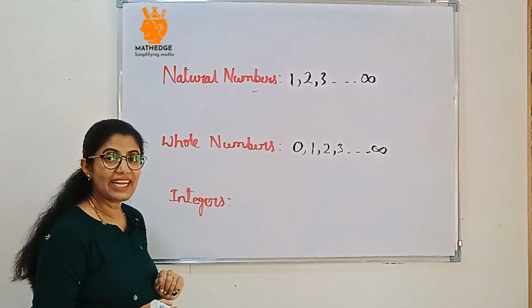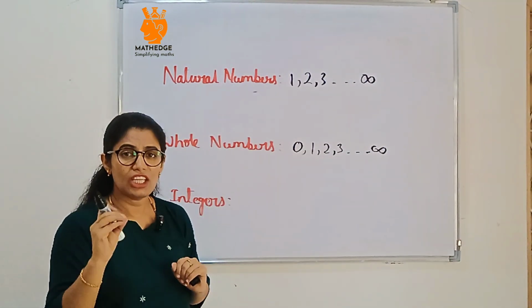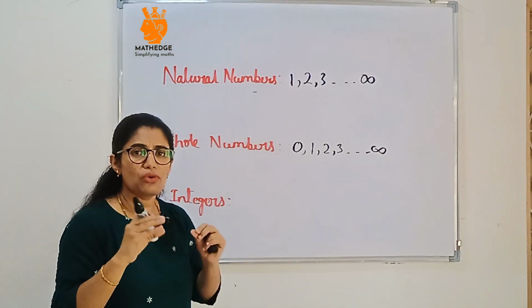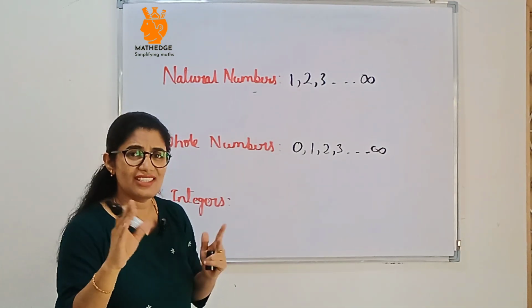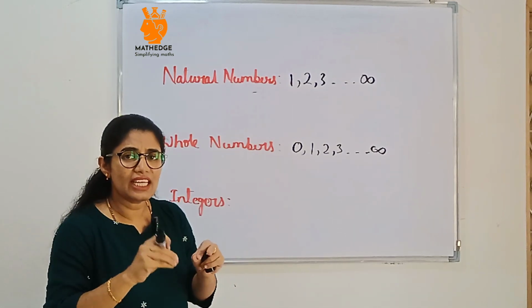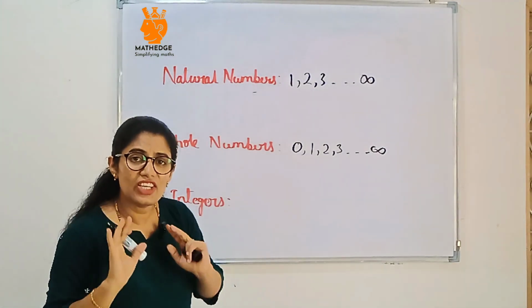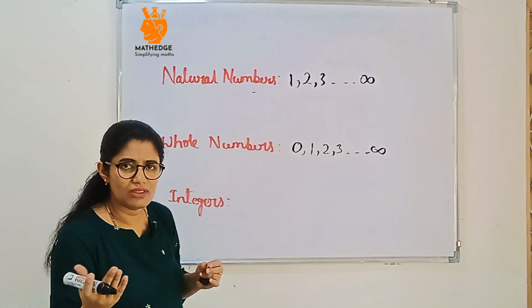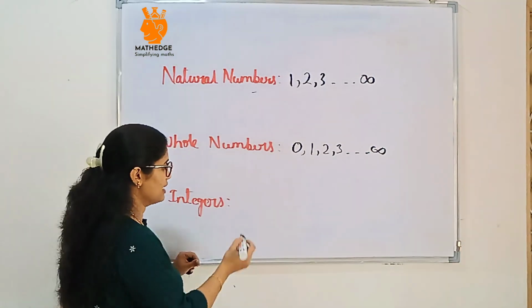So next will be integers. Now imagine you have 50 rupees. That's a positive number, right? But if you borrow 50 rupees from your friend, that's a negative number, right? So here the negative numbers exist. Integers means negative numbers plus 0 plus positive numbers.